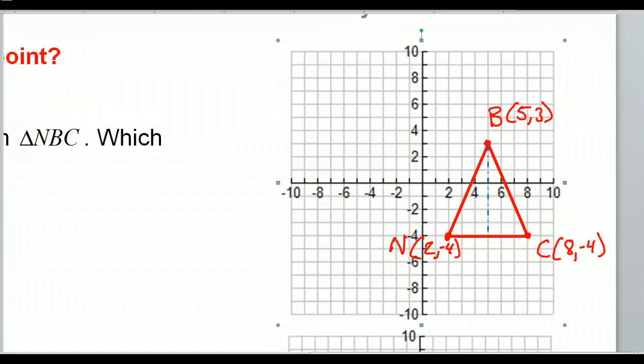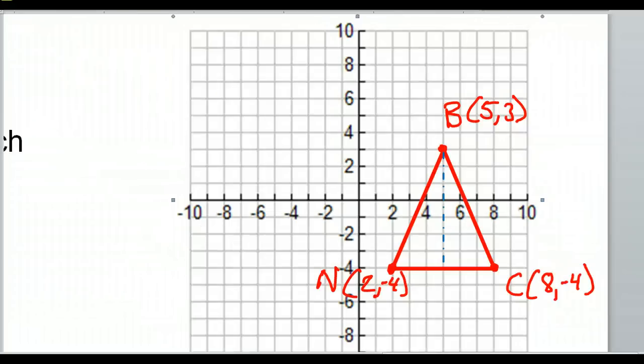Okay, do you believe that? Are you willing to accept that? Here's why I'm calling it the axis of symmetry. Look right here at the middle. Look to the right, look to the left. Look how many squares it is to the right, how many squares it is to the left. See how it's 3 to the right and 3 to the left? That means this altitude is right down the middle of this triangle. So that means this is going to be an isosceles triangle.